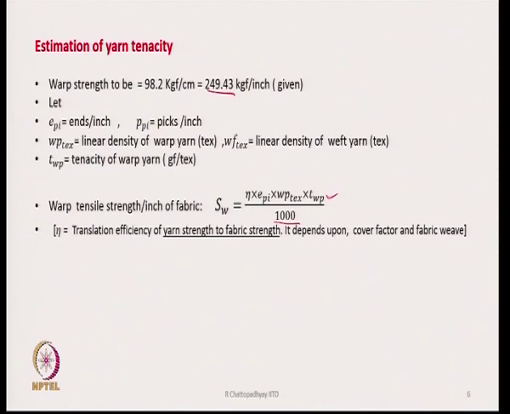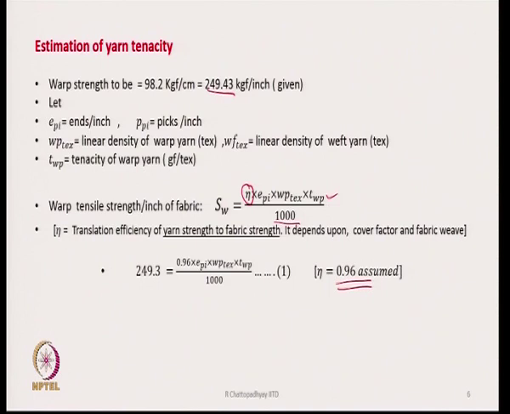because we have to convert it into kg. And there is an eta here, it is the translation efficiency of yarn strength to fabric strength, and this value depends upon the cover factor and fabric weave. So, this is the value we need to assume. We have assumed a value 0.96, and now how do I assume certain values? For that we have to actually search certain literatures, we have to consult some books.